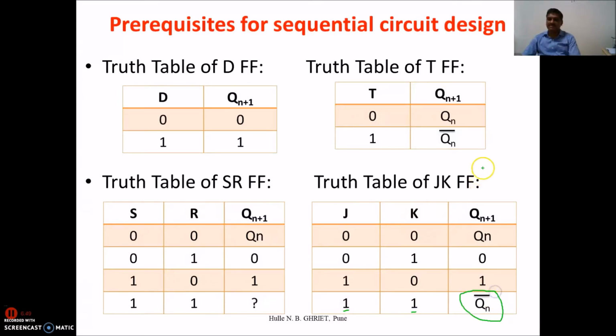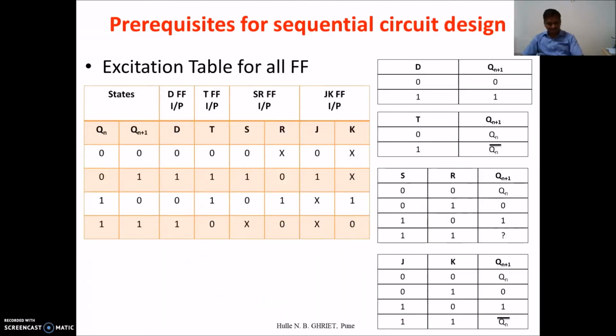It is the same as the T flip-flop, means whenever inputs are 1 1, if the previous state is 0, the next state will be 1, and if the previous state is 1, the next state will be 0, that is, the state changes, or the complement of the previous state will be the next state. These are the basic fundamentals of the tables of the T flip-flop, SR and JK flip-flop.